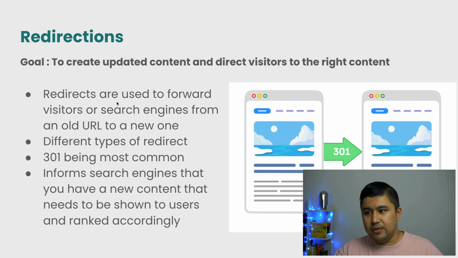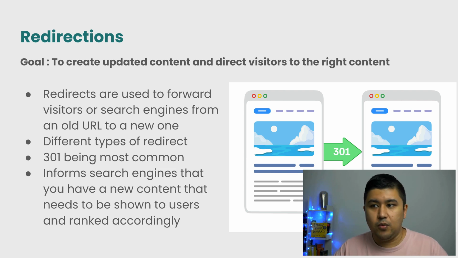So it automatically redirects the traffic to that particular content. So like it says, it's used to forward visitors or search engines from old URL to new one. There are different types of redirect. The most common one being 301, which is the content has been permanently moved to a new URL structure. And basically it informs search engines that you have a new content or an updated content that needs to go there. Okay, let's try to understand more in depth of what it is, and we'll try to see the problem, and then in the next video most probably we'll make it clear in terms of how do you set it up, right? So the most common use case being, I have a content.